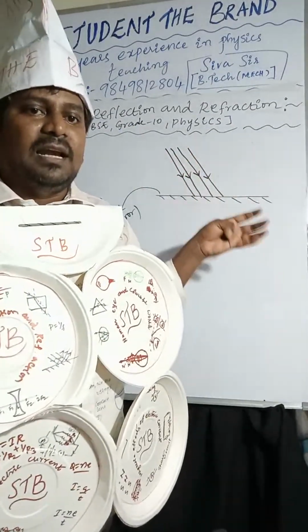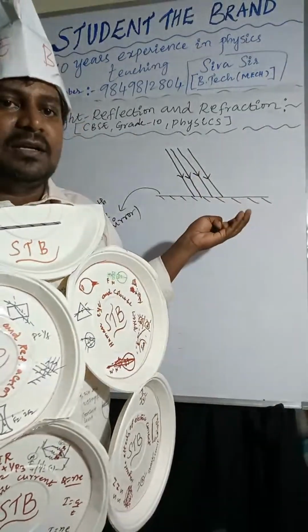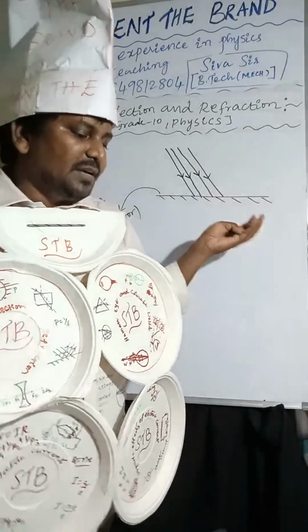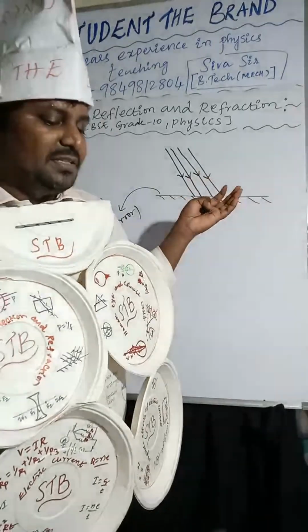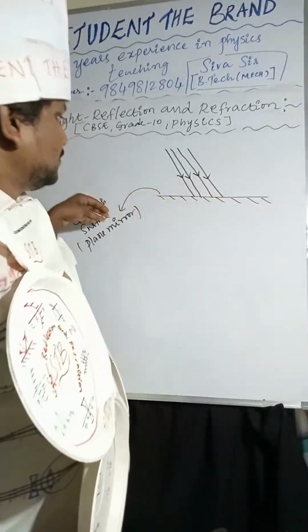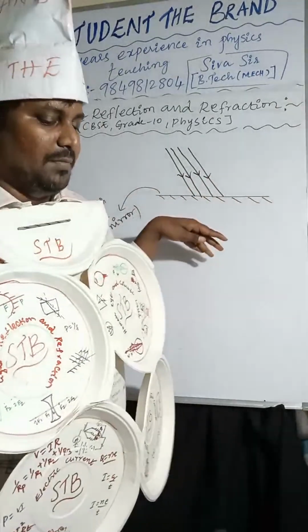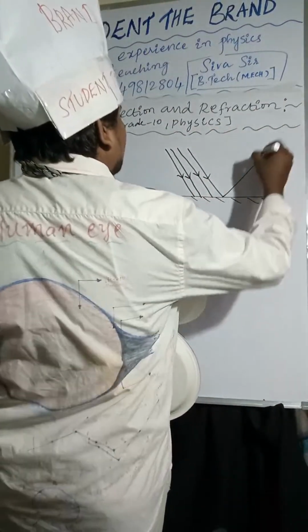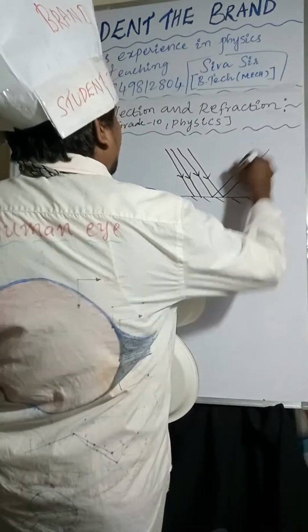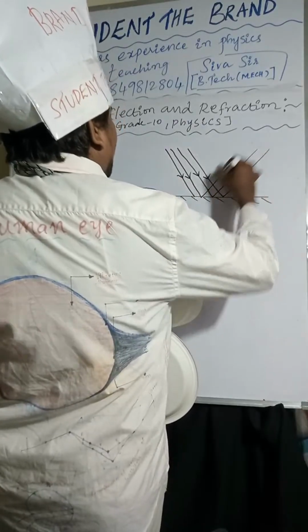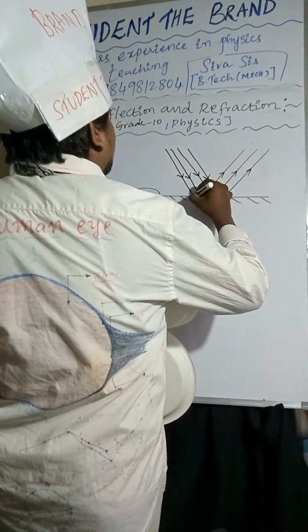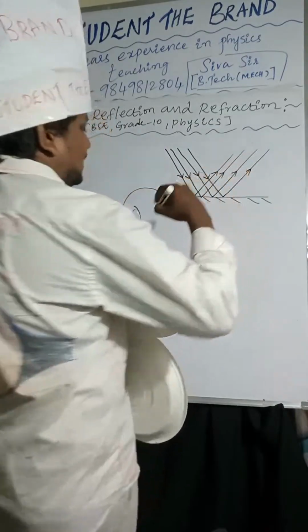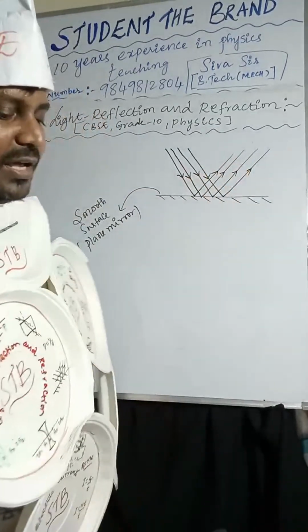A highly polished surface is called a smooth surface, and a smooth surface is a plane mirror. These are the reflected light rays I'm taking. If the reflected light rays are also parallel to each other, this type of reflection is called regular reflection.